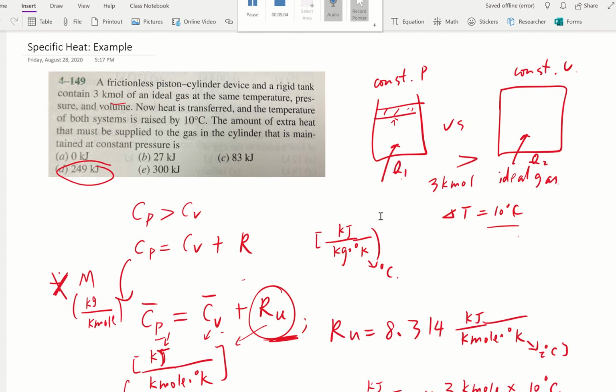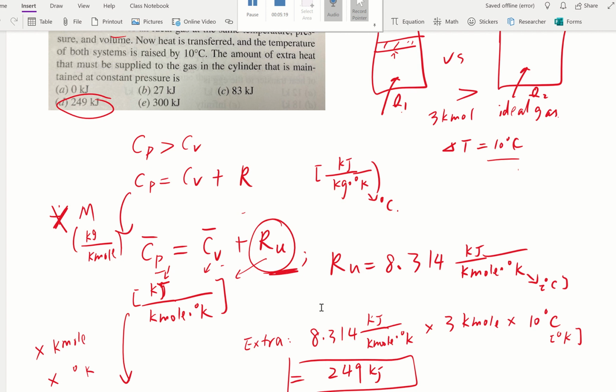All right, so this is a quick example to show Cp is greater than Cv and how much greater, by R. And we can use molar mass to change to the universal gas constant. That tells us how much extra energy is required if you are heating up the substance at constant pressure compared to constant volume. So that's all for this problem.